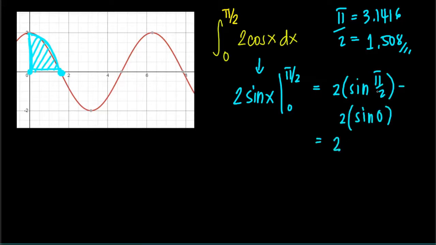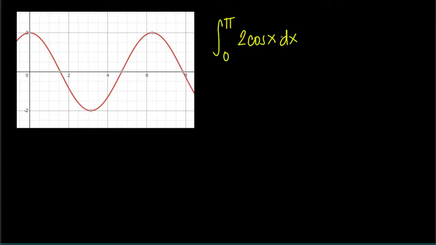So sine pi over 2 is 1 now, minus 0. And the answer is 2. So, take note of that. Again, it's 2.